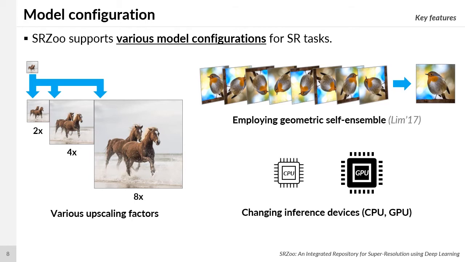SRZoo also supports various model configurations for the SR tasks. For instance, SRZoo supports various upscaling factors such as 2x, 4x, and 8x. In addition, it supports the geometric self-ensemble method, which is widely used as a performance boosting method during test of the SR models. Therefore, it is possible to apply the method to the SR models that do not employ it originally. It is also possible to change the inference devices, such as CPUs and GPUs.